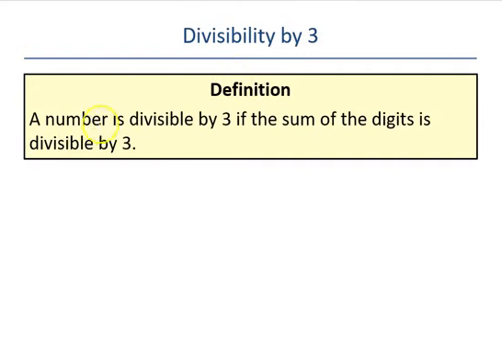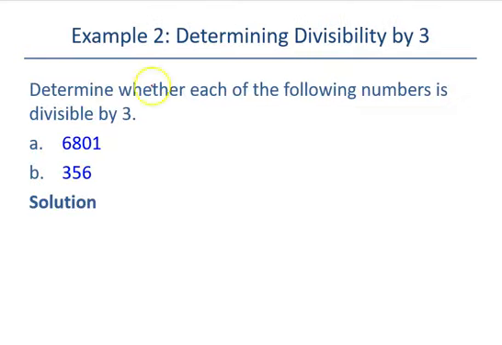Okay, let's go to 3. Divisible by 3. A number is divisible by 3 if the sum of the digits is divisible by 3. So let's take a look at an example here. Determine whether each of the following numbers is divisible by 3. Well, let's look at the sum here.